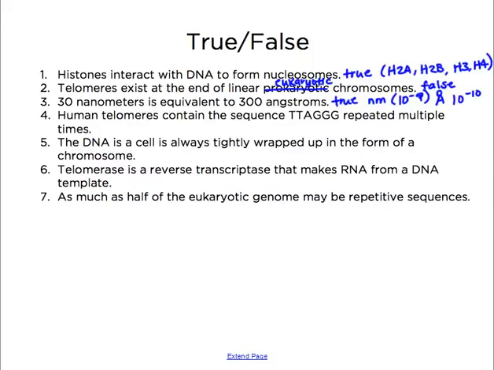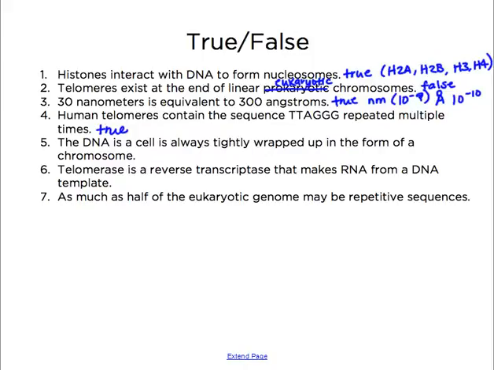4. Human telomeres contain the sequence TTAGGG repeated multiple times. Now this is true. This is a sequence that they add many times through translocation and then add it to the 3' overhang so that DNA polymerase can come in and extend that telomere sequence at the end of each cell division cycle.